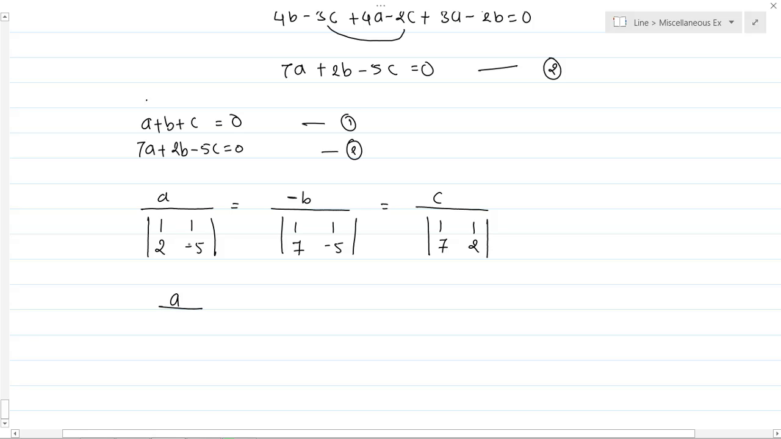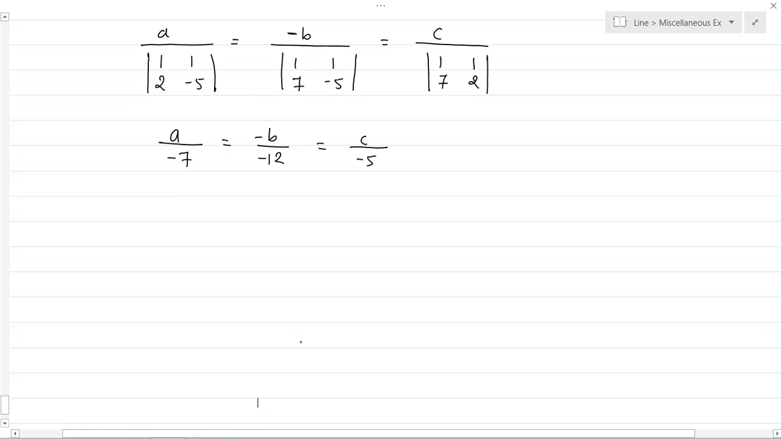Minus 5 minus 2 is minus 7, equals minus b divided by what? Minus 5 minus 7 is minus 12, which equals c divided by 2 minus 7, which is minus 5. So in total, what is the direction ratio of this line? The direction ratios are minus 7, 12, minus 5. That's it. This is the direction ratio of the line.